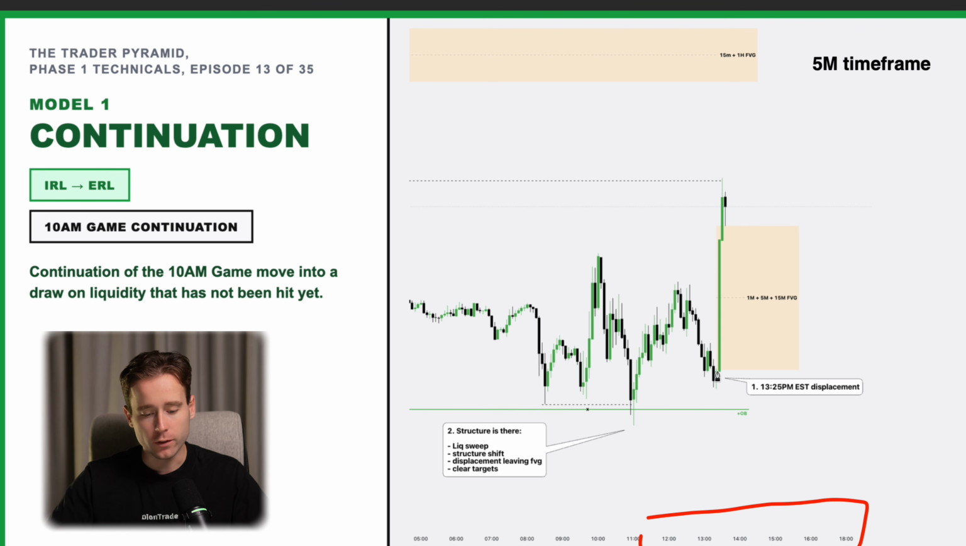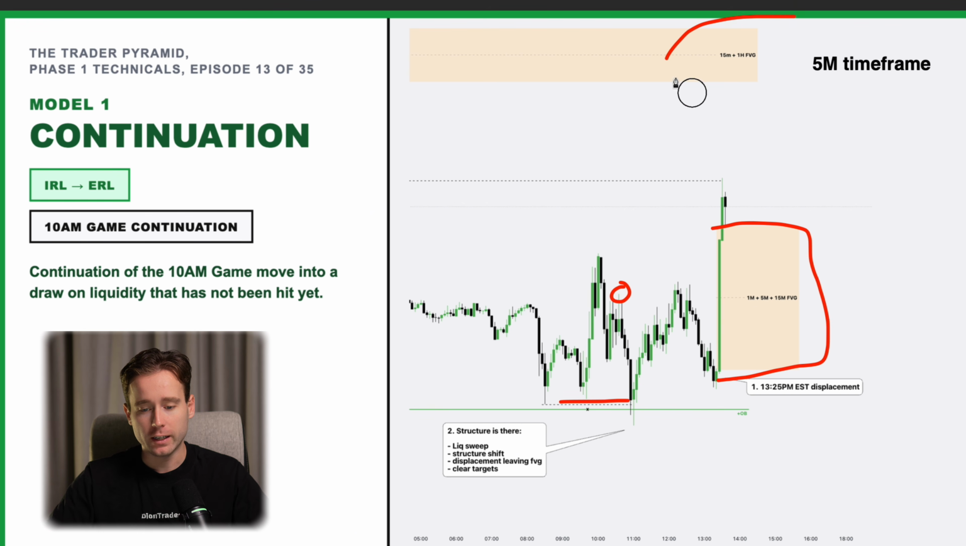So seeing that, fast forward to the PM session, we start displacing higher, a massive green candle, probably a news event or a tweet. At 1:25 p.m., you see displacement, the start of the PM session, and the structure is there because we have a liquidity sweep, we have a structure shift, there now is displacement, leaving a fair value gap, and we have clear targets. So there is a high probability model appearing here.